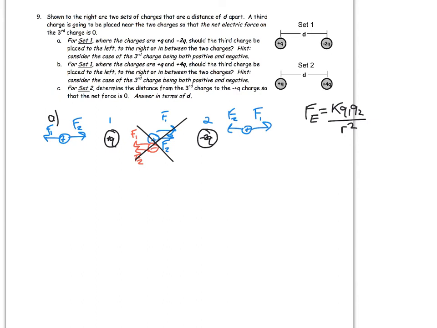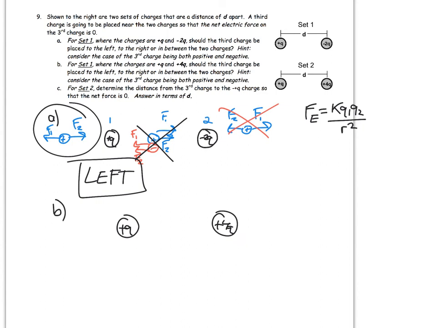So if we think about this case over here, the distance for the 2Q charge is smaller than the 1Q charge, right? And so we have a bigger charge closer, and a smaller charge further away. So there's no possible way that F2 and F1 can be equal. F2 has to be bigger than F1 because the charge is closer and the charge is bigger. So that means that is not a possible location, and this here must be the correct location. It must be placed to the left of the two charges.